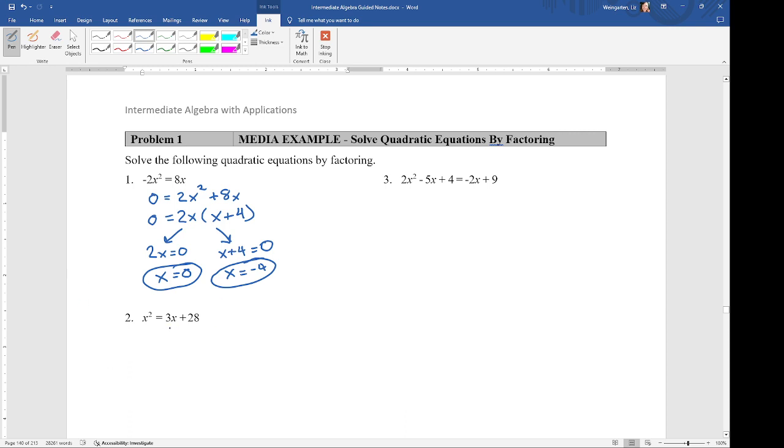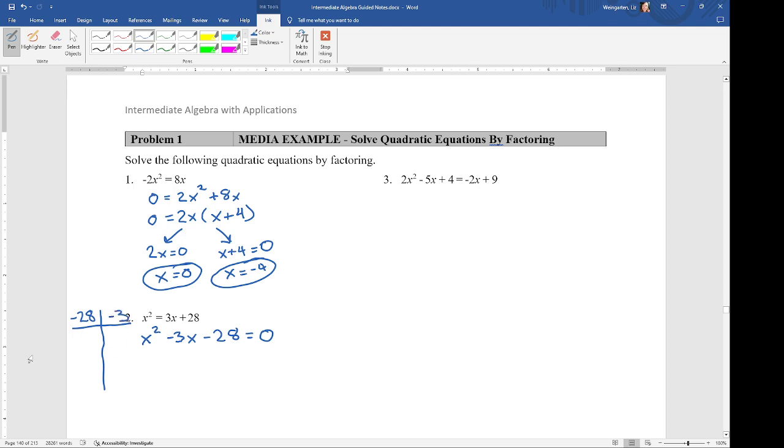Looking at number 2, I'm going to subtract 3x and subtract 28 from both sides so that everything is on one side of the equation. Now I'm going to have to use product sum to factor this. Our product is negative 28 times 1, which is negative 28. Our sum is negative 3.